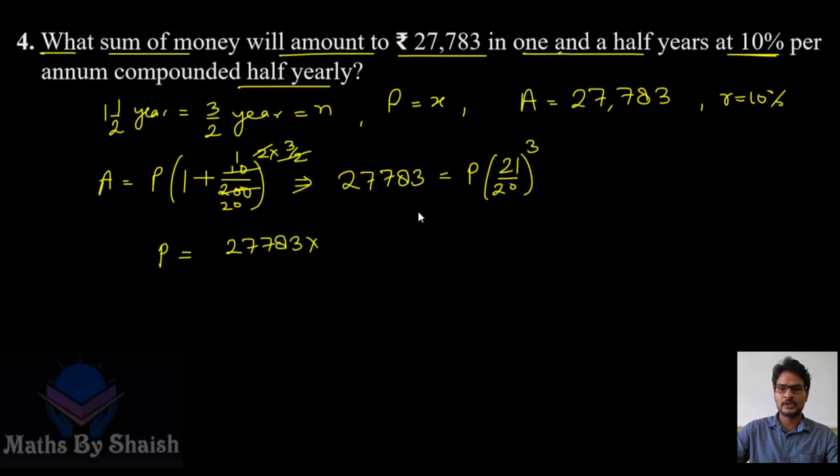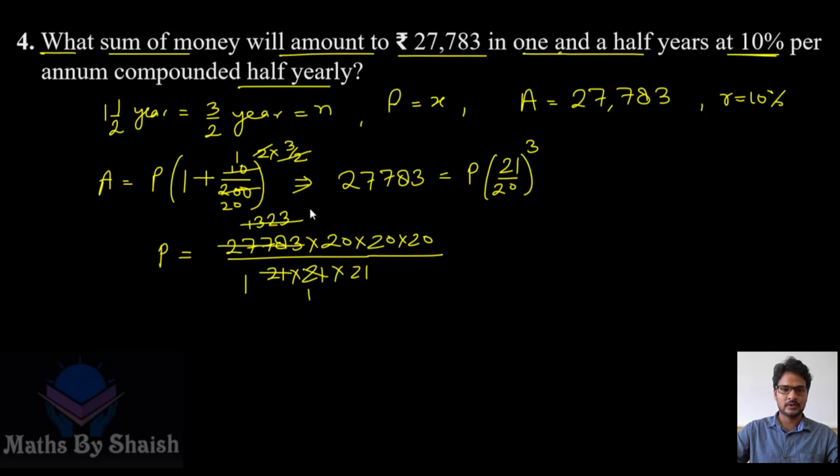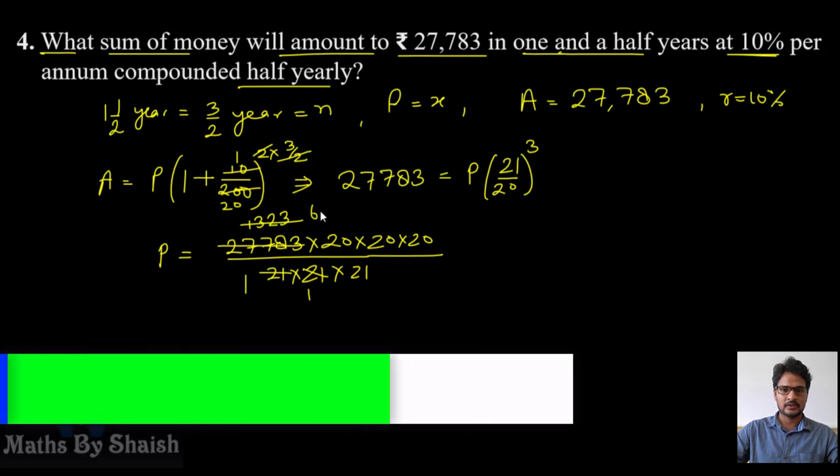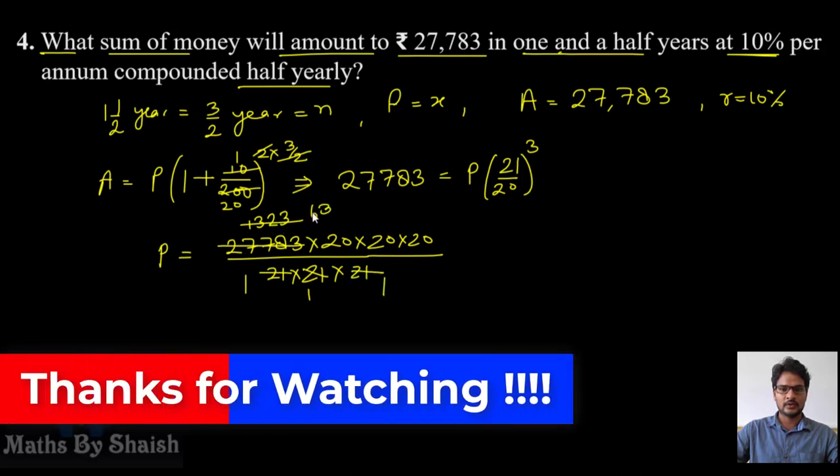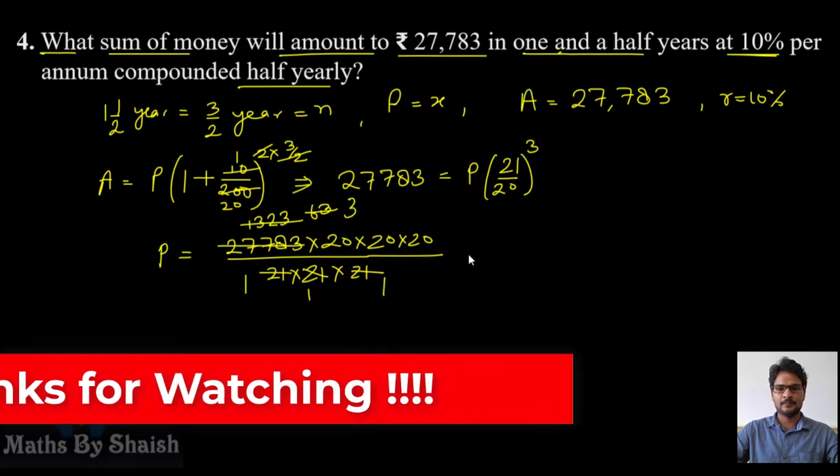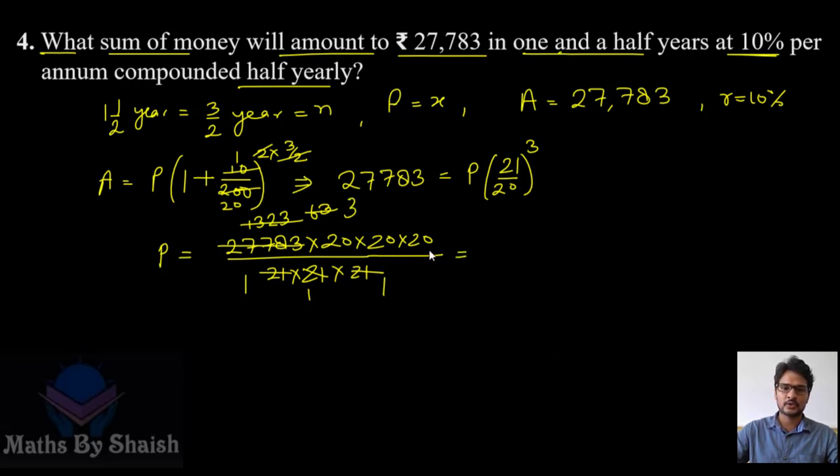27,783 multiplied by 20 cube, that is 20 into 20 into 20, divided by 21 into 21 into 21, because 21 cube. Then again we can cancel by 21 one time, and 21 six times is 3, and 21 1 and 21 3 times. So altogether we got 3 into 20 into 20 into 20, 2 into 2 into 2 is 8, so 8,000 into 3 is 24,000.